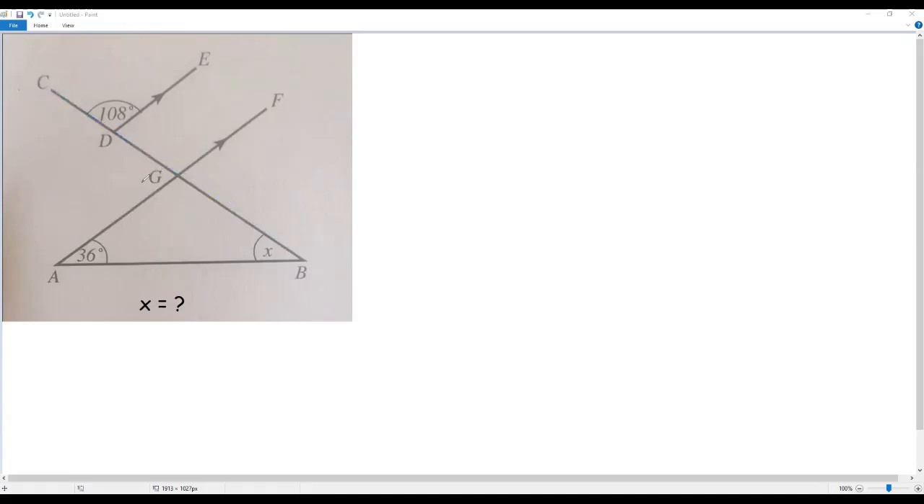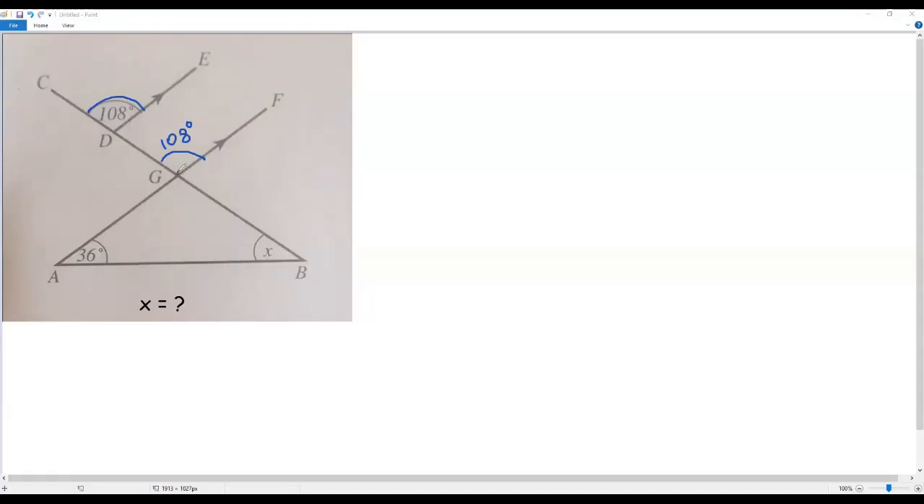And also, when two parallel lines are intersected by a transversal, the corresponding angles are congruent, that means equal in measure. So the angle measure over here and the angle measure over here are corresponding angles, and they must be equal in measure. Already we know the angle measure over here, that is 108 degrees. So the angle measure over here is also 108 degrees.